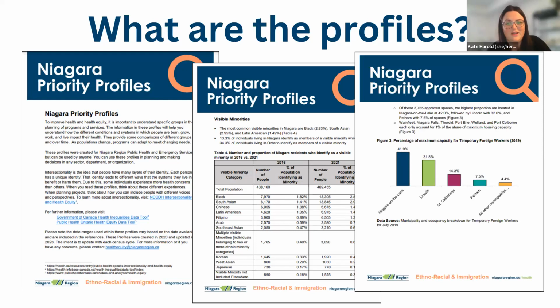Another part of this profile includes the percentage of maximum capacity for temporary foreign workers, also known as international agricultural workers. It includes some numbers: there are about 4,000 workers in Niagara at any given time, and it gives the municipalities that have the higher percentage of them. Niagara-on-the-Lake, Lincoln, and St. Catharines come up as the top three. That's an example of what would be in these profiles, very heavily focused on quantitative data. We also link some social outcomes that may be disproportionately experienced across populations.